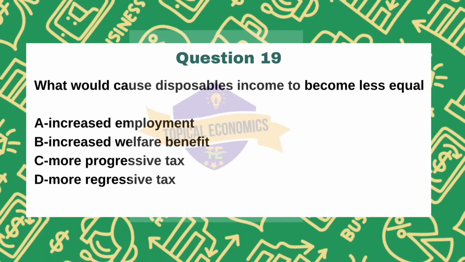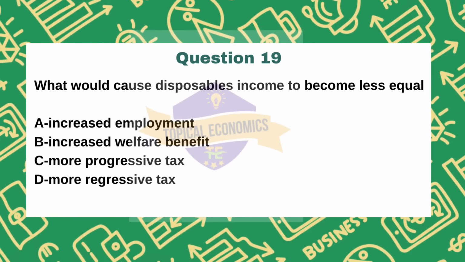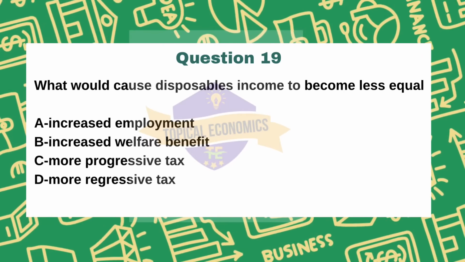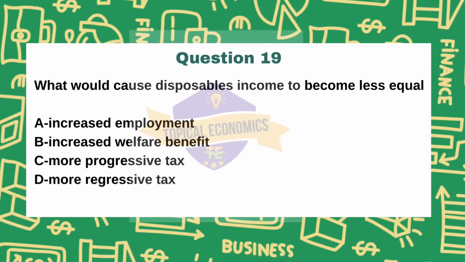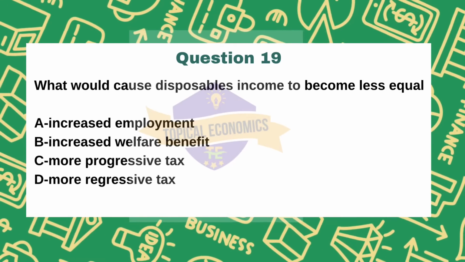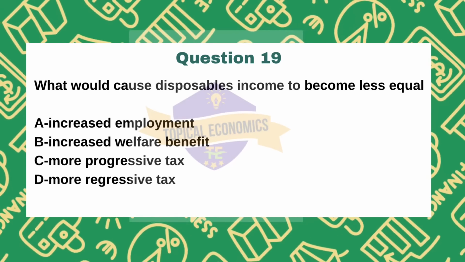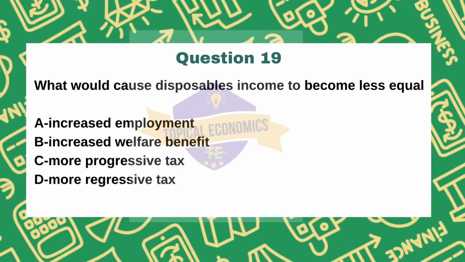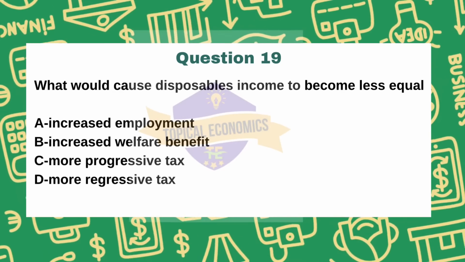What would cause disposable income to become less equal? A. Increased employment. B. Increased welfare benefit. C. More progressive tax. D. More regressive tax. The correct answer for this question is option D.